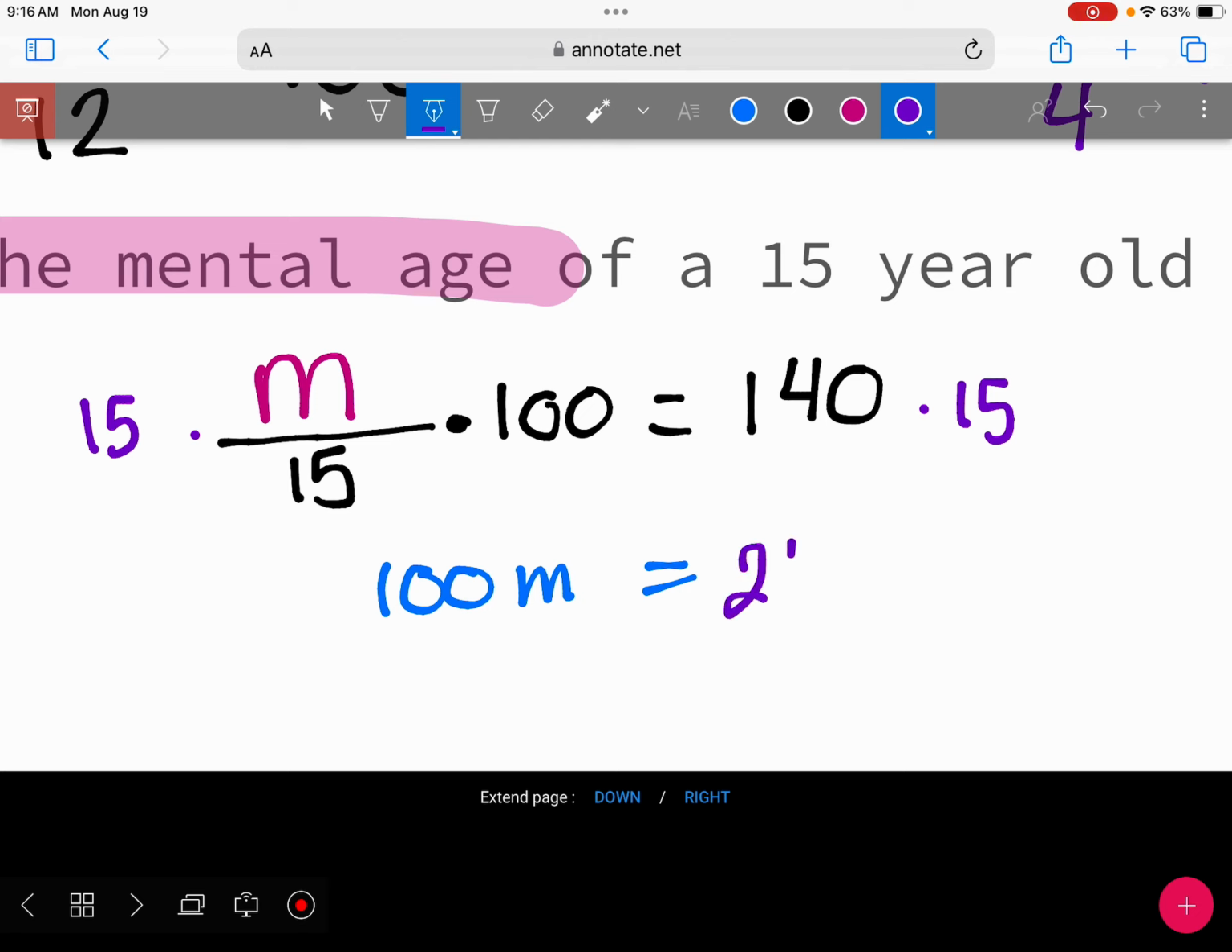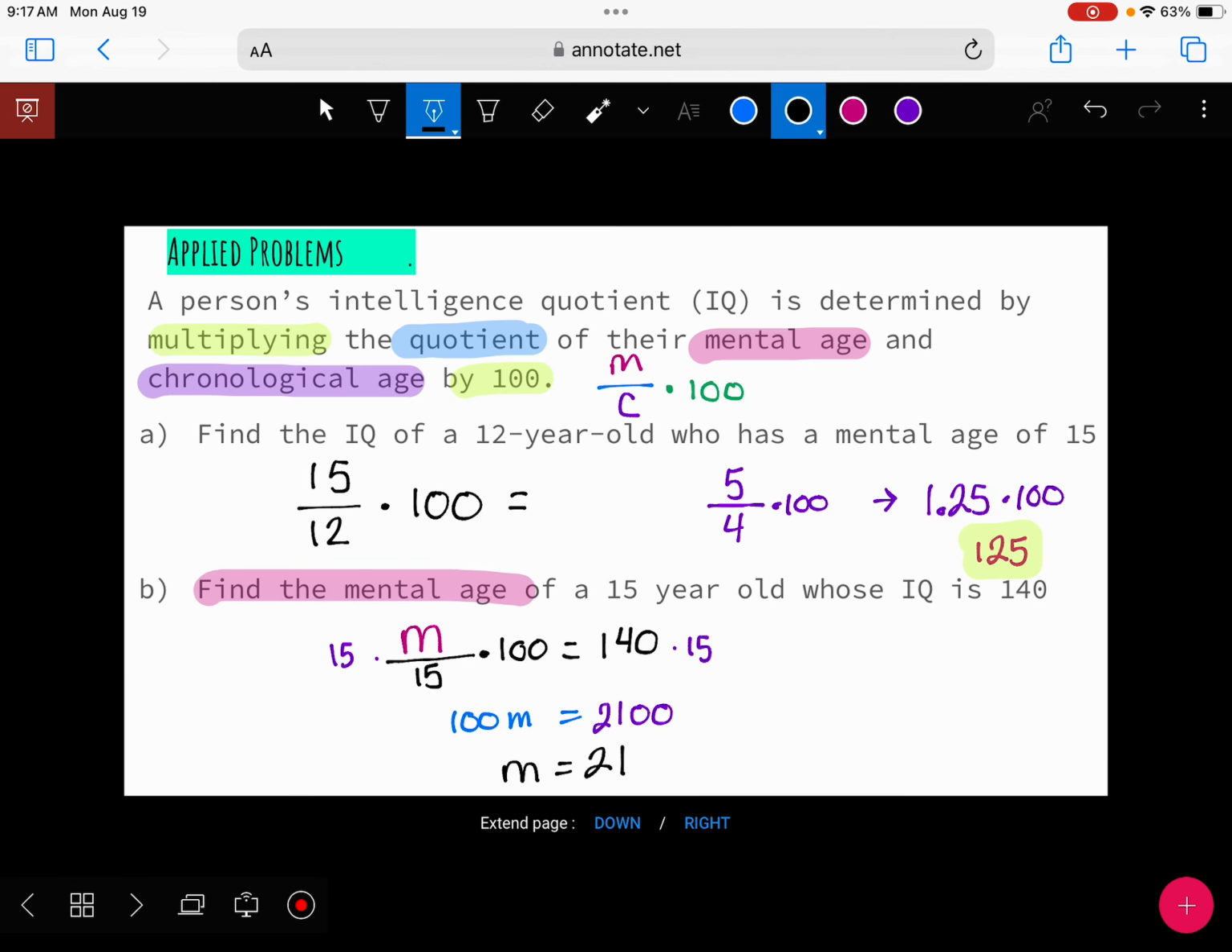Totally fine. If you want to divide by 100 to both sides, that's also okay. So you can do this in either order. It doesn't matter. We should wind up with a mental age of what? What do we get for M? 21. And again, you can either multiply both sides by 15 first and then divide by 100, or you could divide both sides by 100 and have 1.4 times 15. Sometimes we feel better with that. Either way. So the hard part is setting up these equations and finding the pieces.